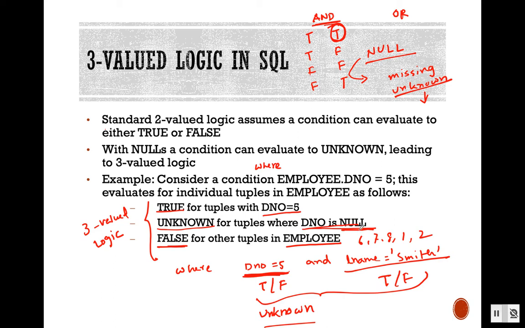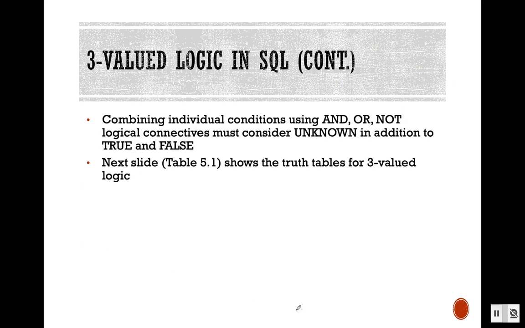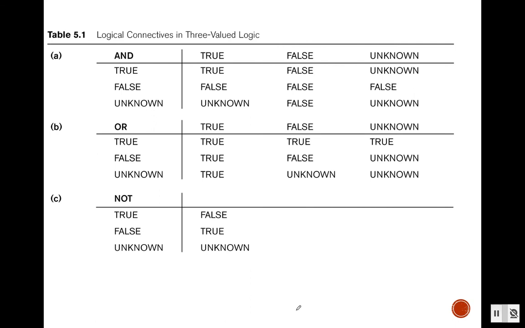If an attribute value has a null value, for that attribute a conditional statement can be evaluated to true, false or unknown. Now in that case, how are the logical operators AND, OR and NOT, we know we have 3 logical operators, going to work? Combining individual conditions using AND, OR, NOT logical connectives, we must consider unknown in addition to true and false. So let's see how this is going to work.